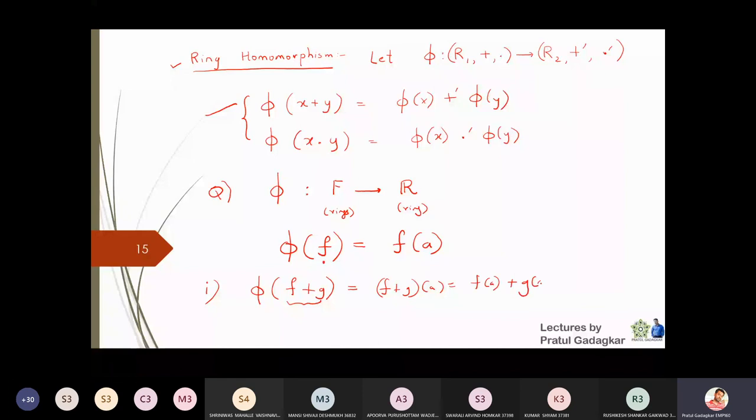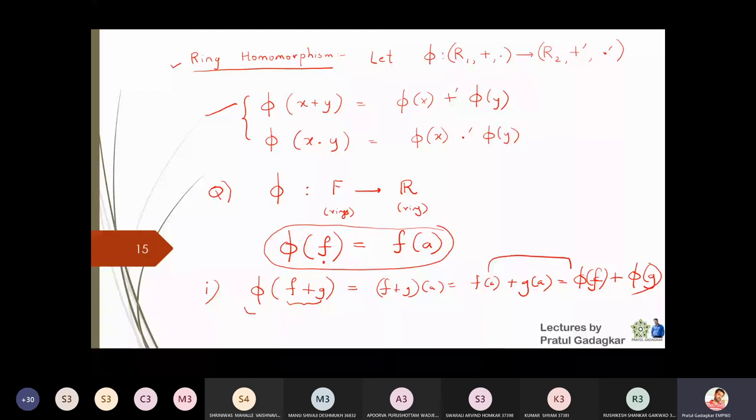And what is f of a now? Look at this definition. F of a is phi of f. And what is g of a? G of a is phi of g. So this means that phi of f plus g is equal to phi f plus phi g. So the first property of ring homomorphism is true.